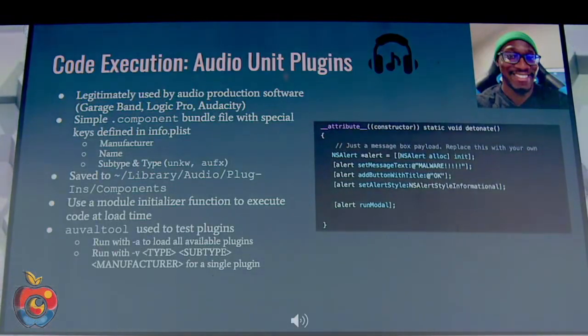You'll save it there, and then to invoke it or execute your code, you'll run AUVal tool with the -a flag. This will iterate through all the native system plugins and then also the third-party ones and test each of those. Then once it hits your plugin, it'll execute your code. You can also run it with the -v flag and pass in the type, subtype, and manufacturer arguments to load just your plugin. It's a really awesome tool. Definitely recommend playing around with it.